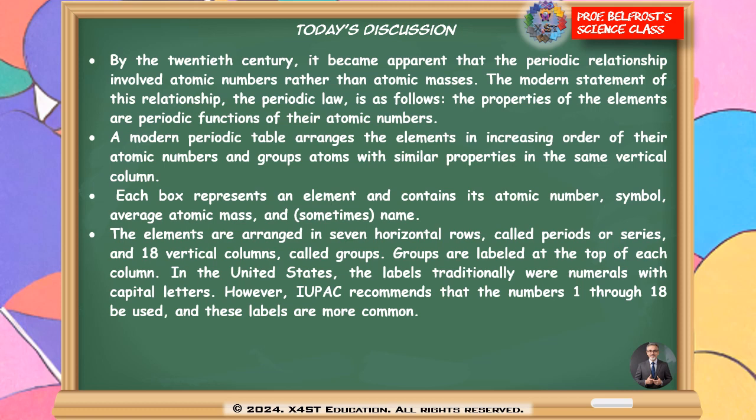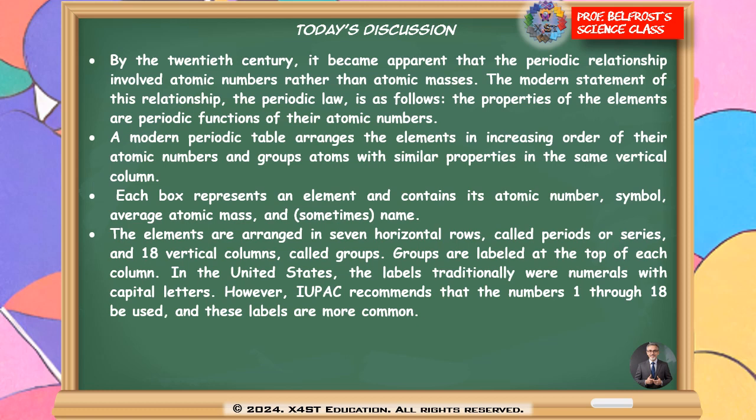Each box represents an element and contains its atomic number, symbol, average atomic mass, and sometimes its name. The elements are arranged in 7 horizontal rows called periods or series. Don't be tricked by the two more rows at the bottom of the IUPAC periodic table. They actually belong to the 6th and 7th rows, but because we want to make it compact, we just extract them out and put them on their own, because they all have similar properties. And there are 18 vertical columns called groups.